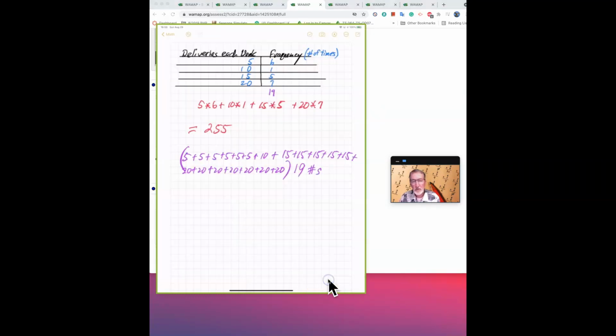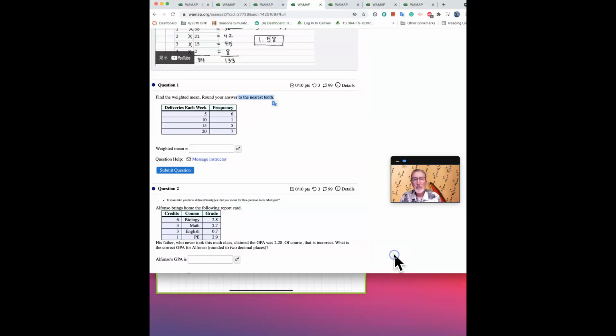Okay, so you're going to have to do that on your own. You remember your rounding rules. If you don't, you can refer to the first week lesson at Quizlet, or you could review them at Khan Academy. Anyway, we're going to take 255 and divide that by 19. And I get 13.42. And we're rounding it to what?